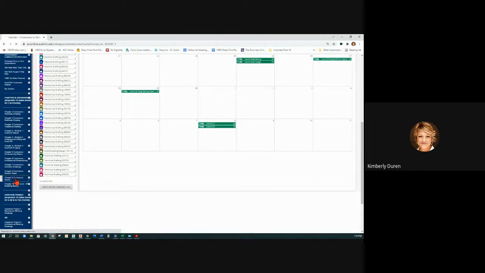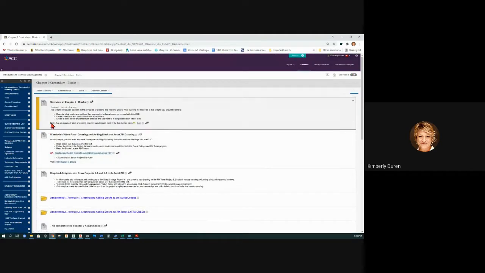So I'm going to go to chapter 9, and we're going to talk about blocks. And blocks are probably one of the most efficient tools that we can use in AutoCAD. Instead of drawing things over and over or copying pieces of things, we can insert an entire block. So I'm going to go over to the PDF for that, and we're going to talk about that chapter on blocks.